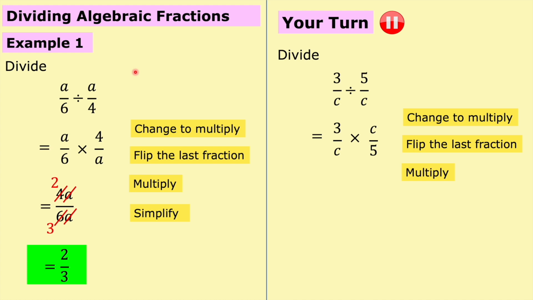So 3 times c gives us 3c. c times 5 gives us 5c. Then we need to make sure our answer is fully simplified. So we've got c on the bottom and the top that we can cancel out, leaving 3 over 5, and we can't simplify that any further. So our final answer is 3 over 5. So well done if you got that.